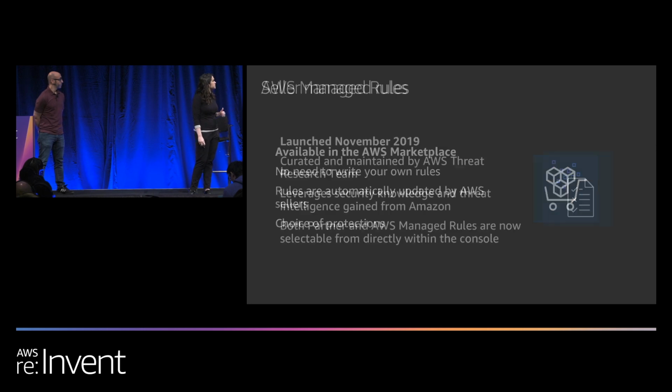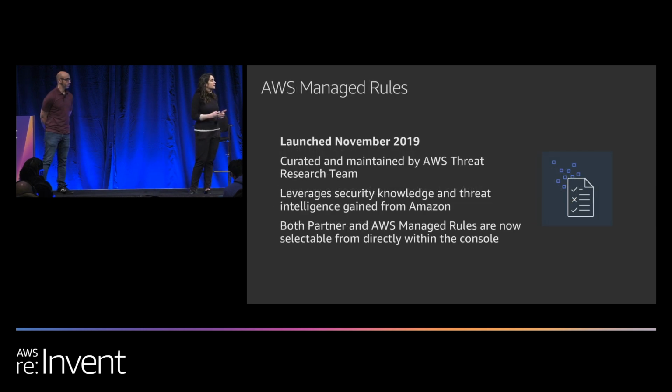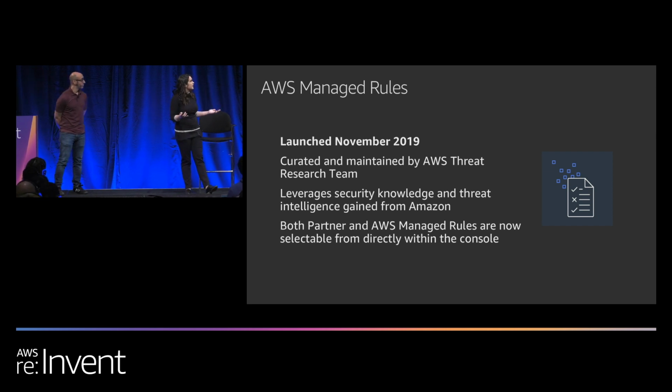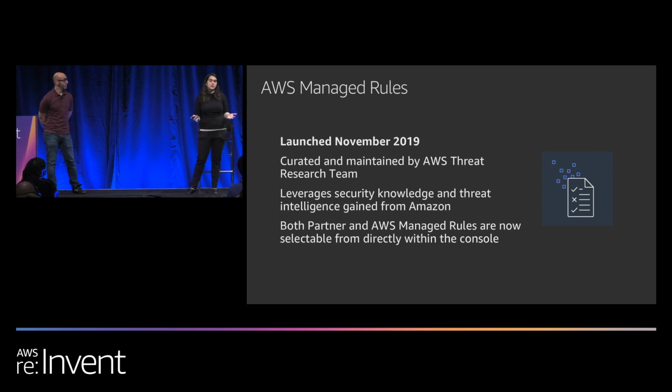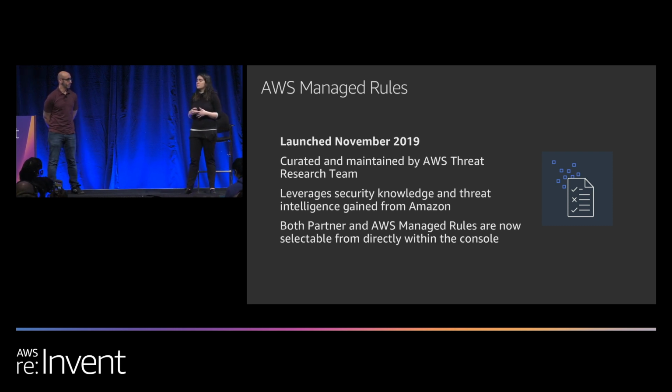In addition to that, just last week, we also launched AWS Managed Rules. AWS Managed Rules are similar in that you are not going to have to do any rules writing yourself. You're going to be able to take advantage of a lot of the threat intelligence that we have developed here at AWS by protecting our customers and protecting our own website. And what we've done is taken a lot of that information and put it into these managed rules so that you can have them as well for your own web applications.